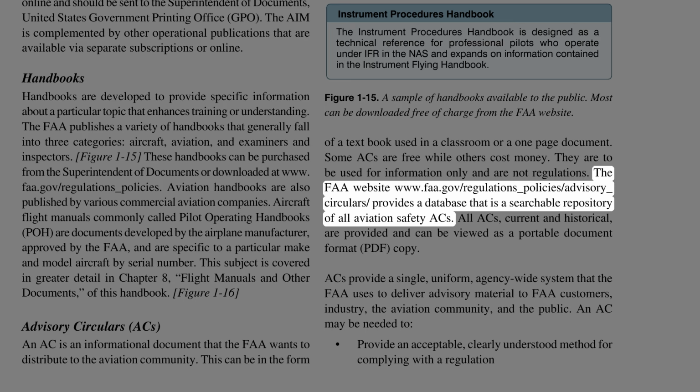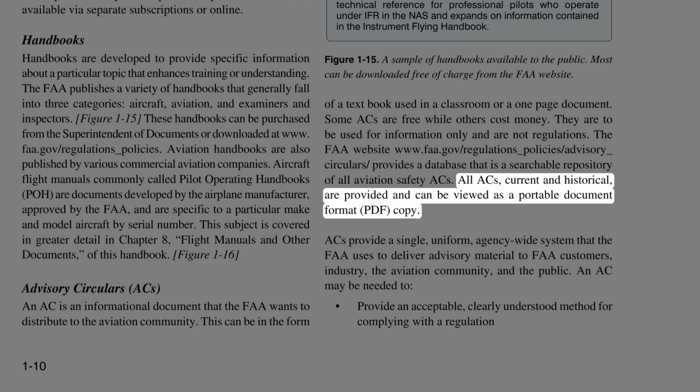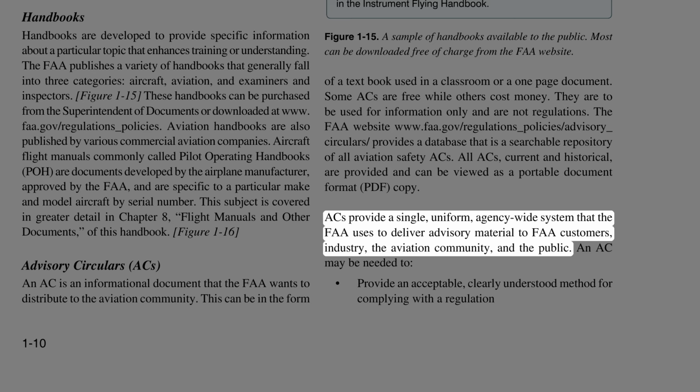The FAA website www.faa.gov/regulations_policies/advisory_circulars provides a database that is a searchable repository of all ACs. All ACs, current and historical, are provided and can be viewed as a portable document format (PDF) copy. ACs provide a single, uniform, agency-wide system that the FAA uses to deliver advisory material to FAA customers, industry, the aviation community, and the public.